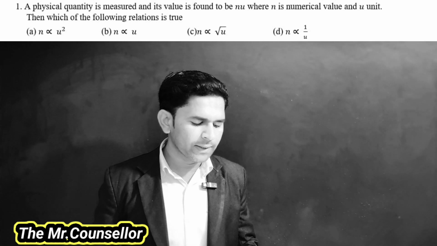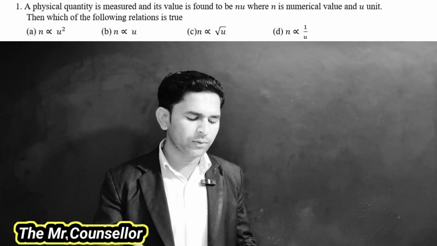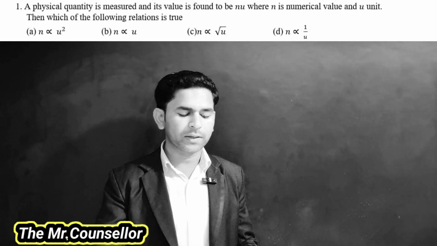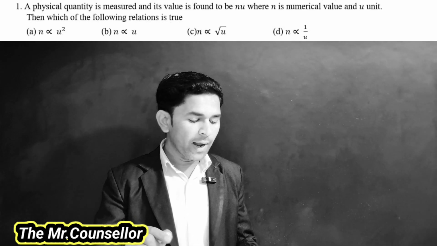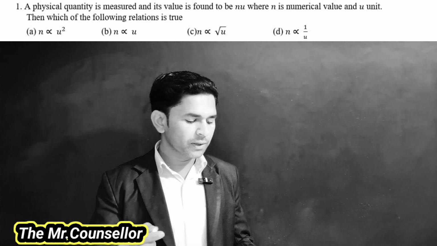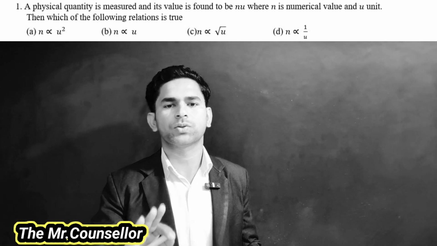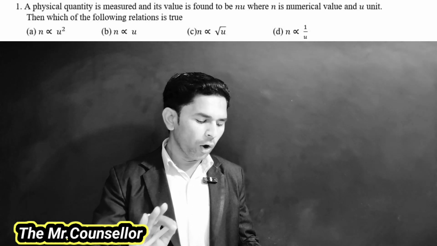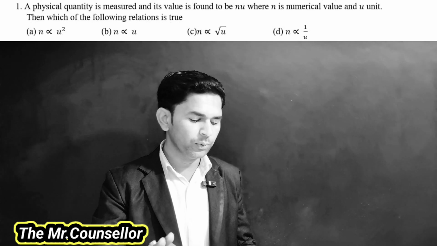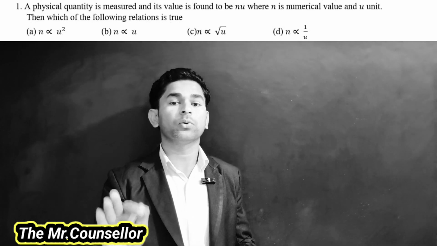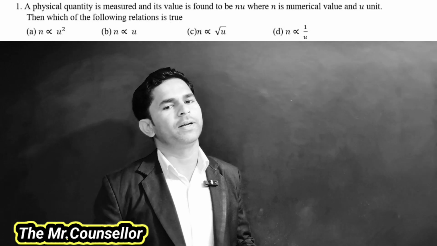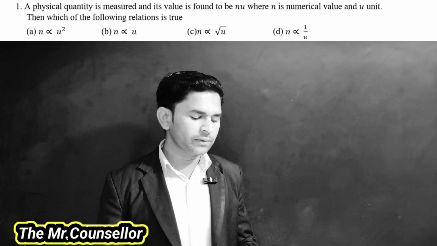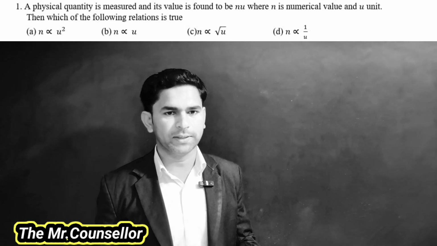A physical quantity is measured and its value is found to be nu, where n is the numerical value and u is the unit. Which of the following relations is true? Option A, n is proportional to u squared. Option B, n is proportional to u. Option C, n is proportional to root over u. And option D, n is inversely proportional to u, that is, proportional to 1 upon u. So four options are given, and they are asking which option is correct.